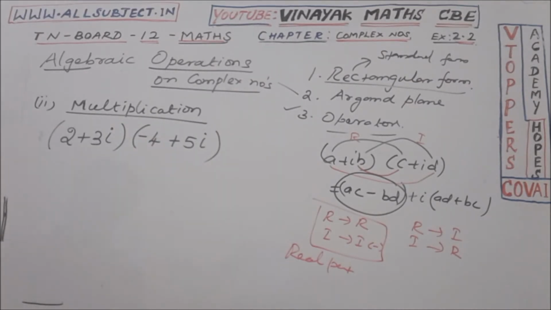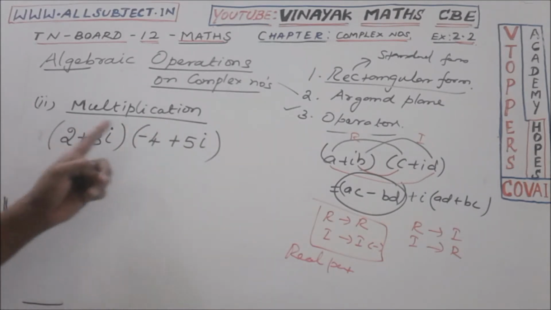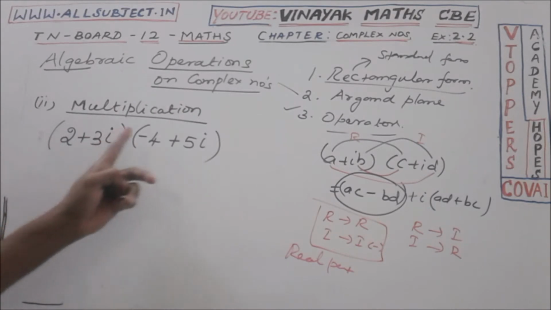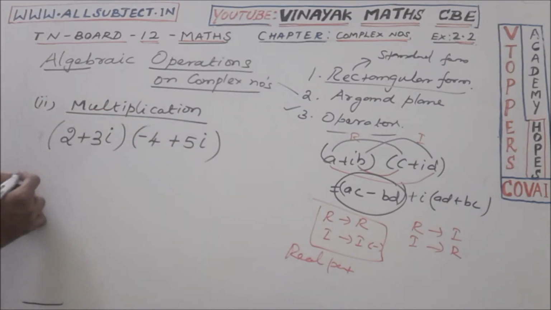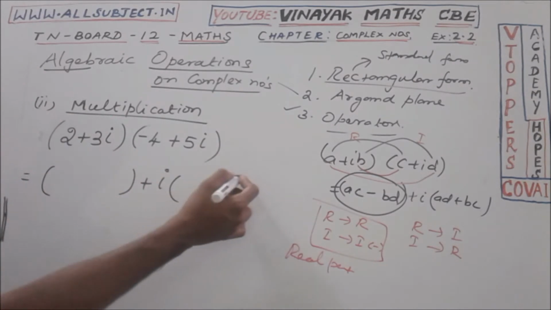Look at the example here. (2 + 3i) into (-4 + 5i). Real and imaginary should be kept in the respective order: real, imaginary, standard form. Then we can start the product here. There are two parts here: one is the real part, another one is the imaginary part in the answer.